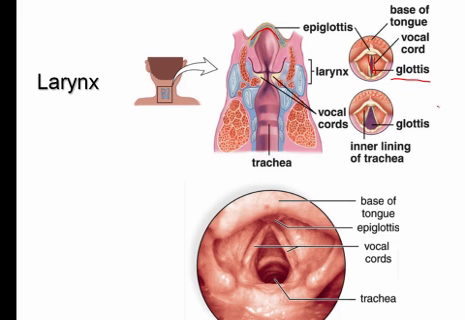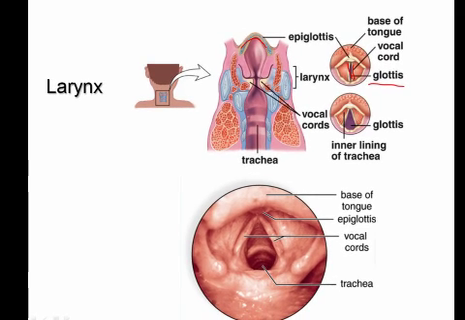Extending down below the larynx is the trachea. The trachea consists of C-shaped cartilage rings. They're C-shaped rather than complete circular rings because on the back side of the trachea is where the esophagus lies, and we have to allow room for the esophagus to expand as we swallow food or drink.